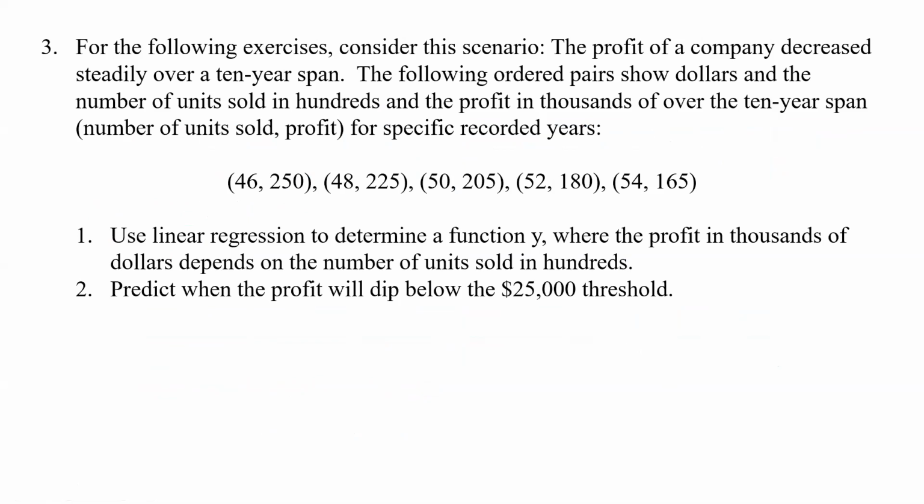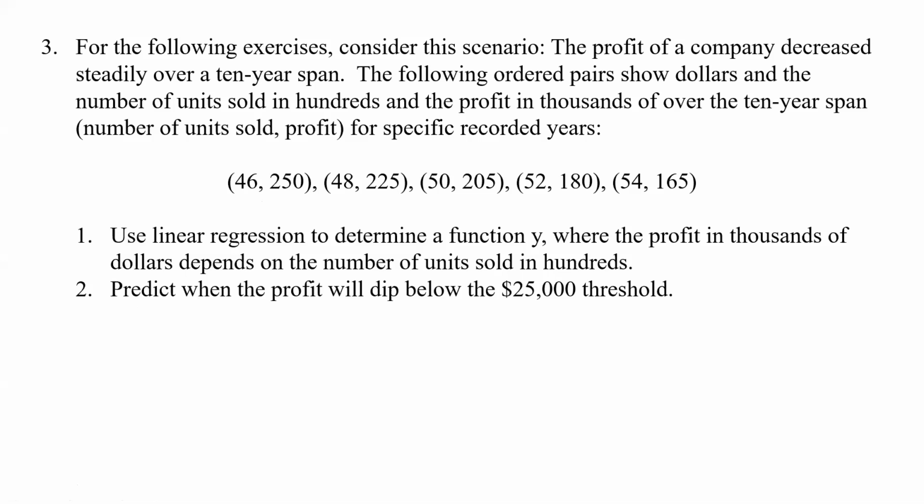The profit of a company decreased steadily over a 10-year span. The following ordered pairs show the number of units sold in hundreds and the profit in thousands of dollars over the 10-year span: number of units sold, comma, profit. So we have 1, 2, 3, 4, 5 years here, or 5 specific points in time over that 10-year period. We want to use linear regression to determine a function y, where the profit in thousands of dollars depends on the number of units sold in hundreds. And then we want to predict when the profit will dip below the $25,000 threshold.